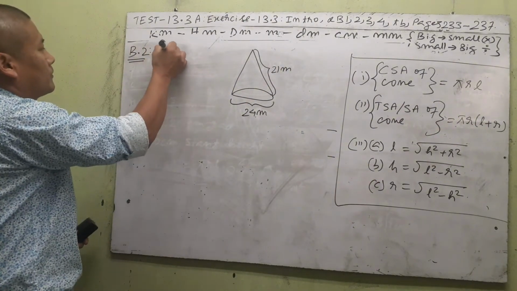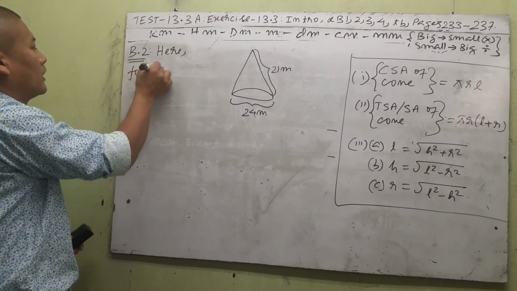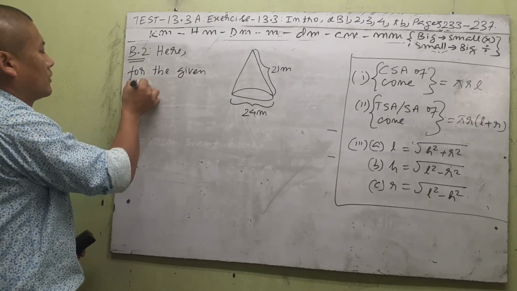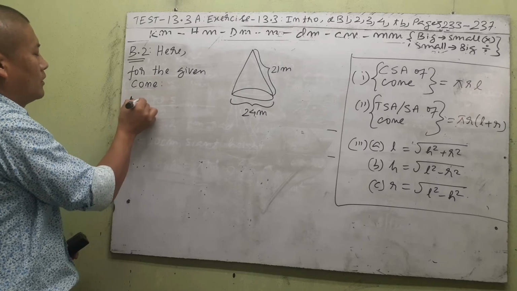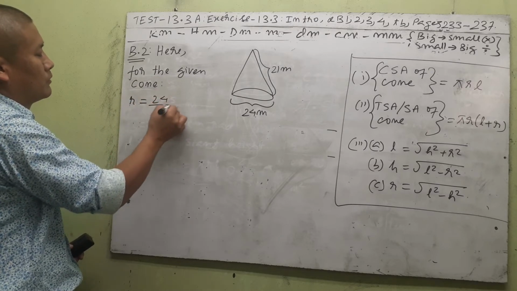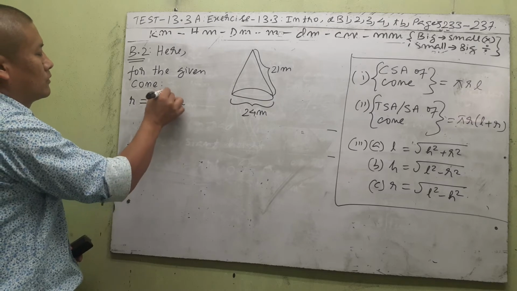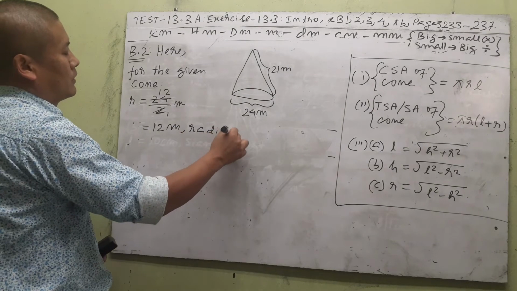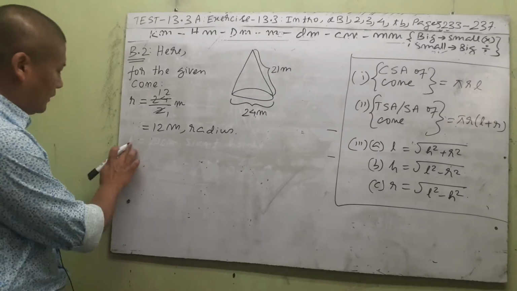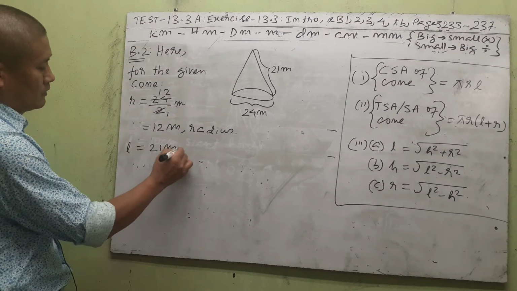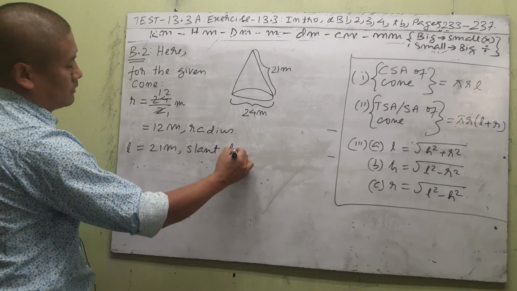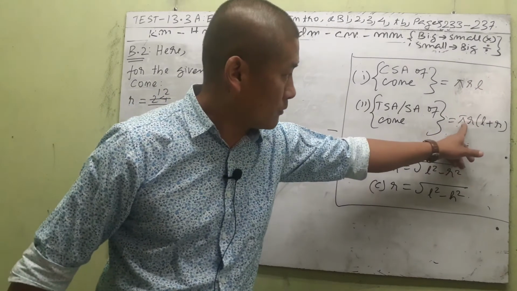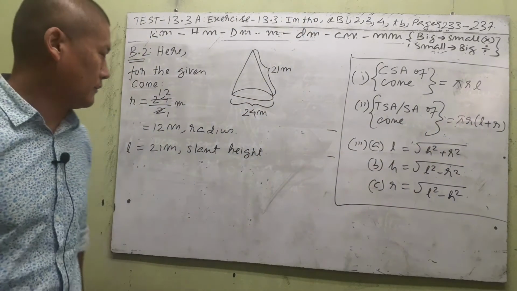So here, for the given cone, R radius is 24, diameter divided by 2 meter. These 2 ones are 2, so 12 meter is the radius of the cone. Then L, the slant height, is 21 meter. So we need R and L only to find that. See, 22 by 7, R and L. Then we can find out total surface area.